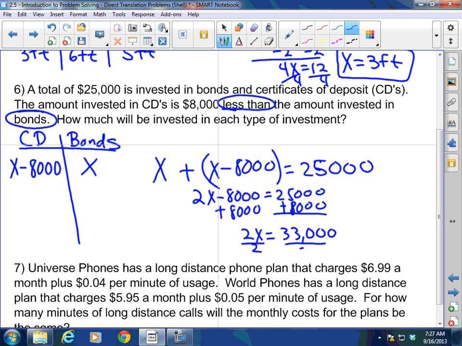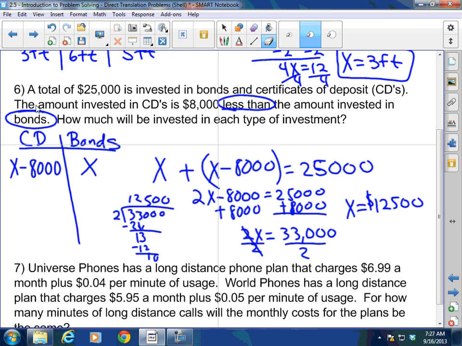Divide by 2. So X will equal 2 into 33. I just don't want to make a mistake here. And then we're going to have 12,500. Okay, so 12,500 is the amount that I invested in bonds.